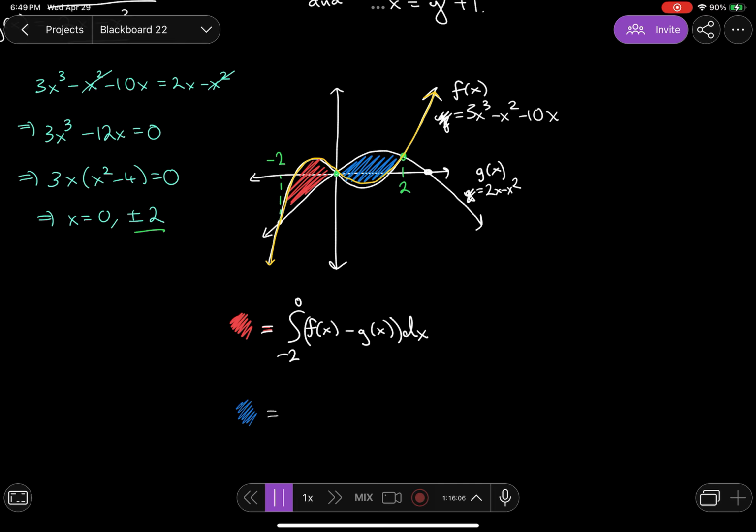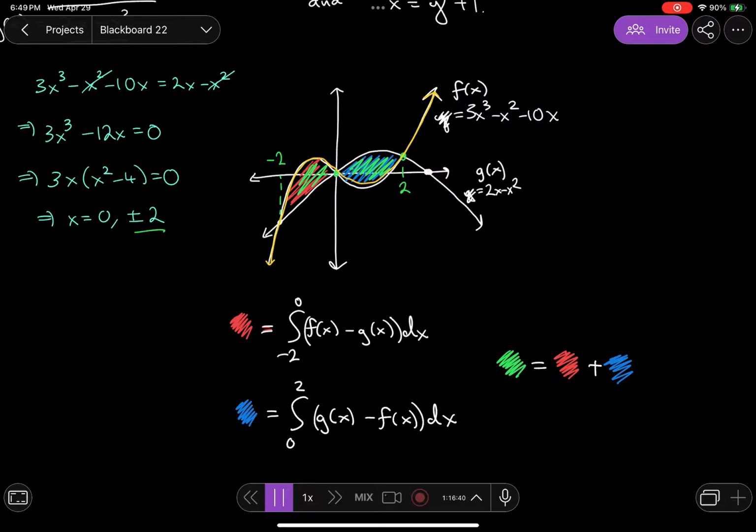And then for the blue region, what I have is that the white function g of x is above the other one. So from 0 to 2, I have to list g of x first because it is more positive. And of course, the area that the question is asking for is the sum of those two areas. So from now on, it's just plug and chug. I'll leave that as homework. You guys might be screaming at me behind the scenes here.